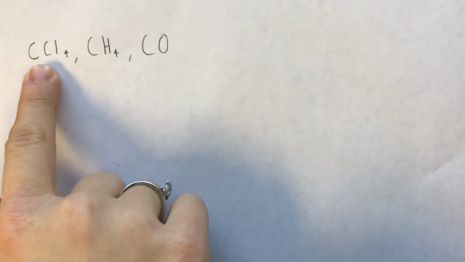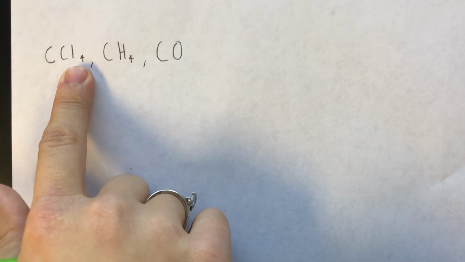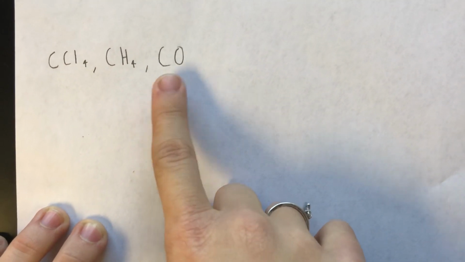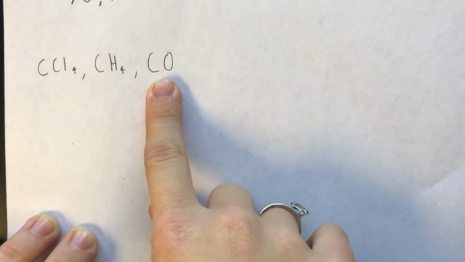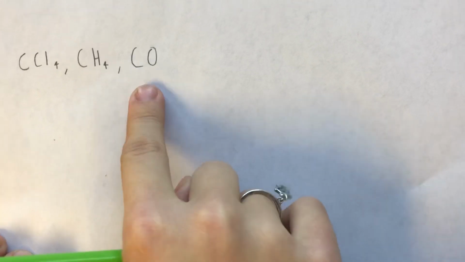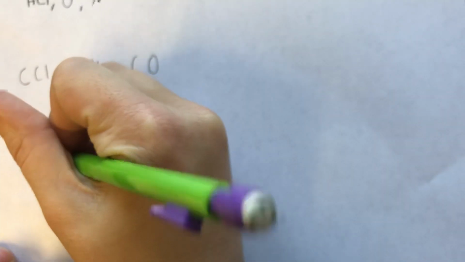So this one has 1 C and 4 Cl, this one has 1 C and 4 H, and this one just has 1 C and 1 O. Since this one only has 2 atoms, while these both have 5, this one is automatically the smallest.